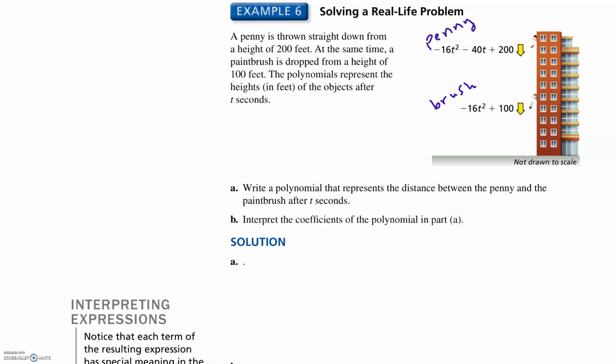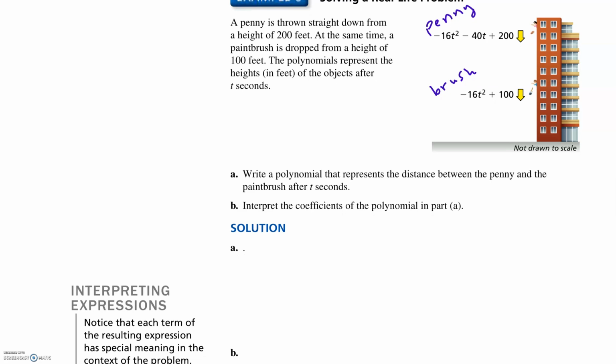Okay, so we're going to do part A where we write a polynomial that represents the distance between the penny and the paintbrush. Well, we really just need to subtract because the distance between them is going to be the difference between their heights. So we're going to take the larger number, which is, at least at the start, the penny. We're going to take that polynomial and subtract the lower height, and that's going to give us the distance between the two.